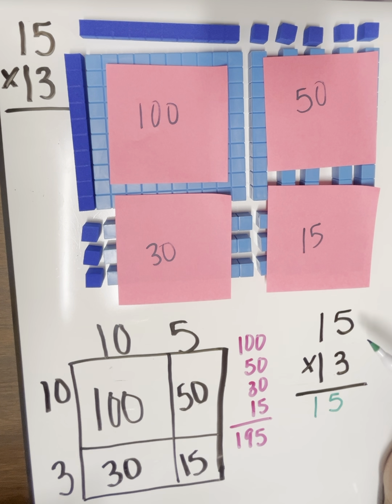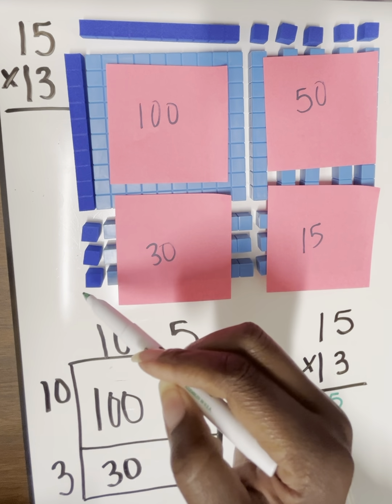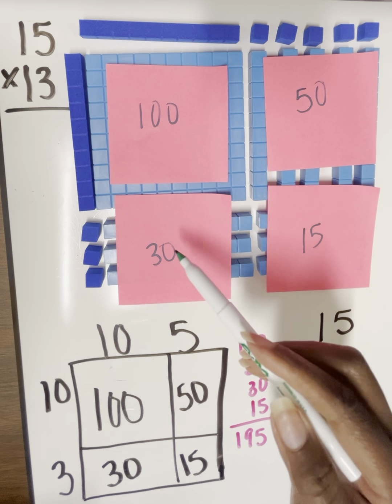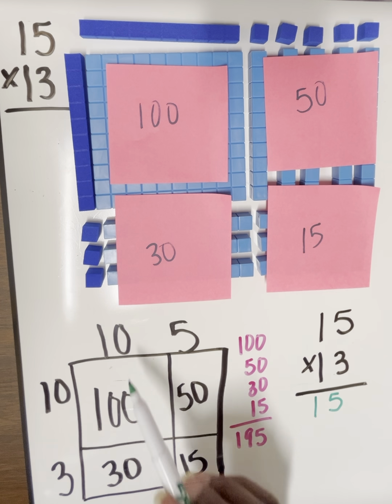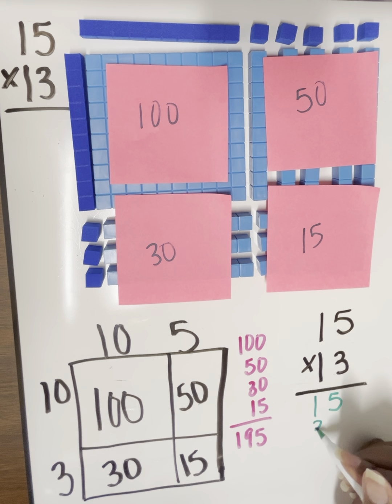So now I have 3 ones and 1 ten. 3 ones and 1 ten is a value of 30. Okay.